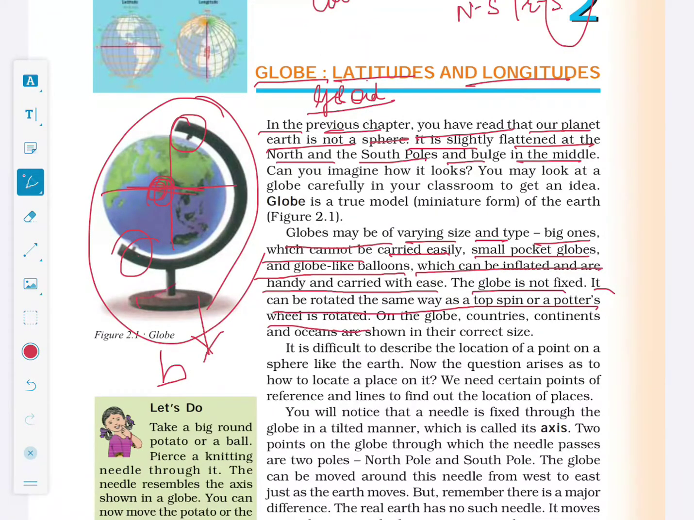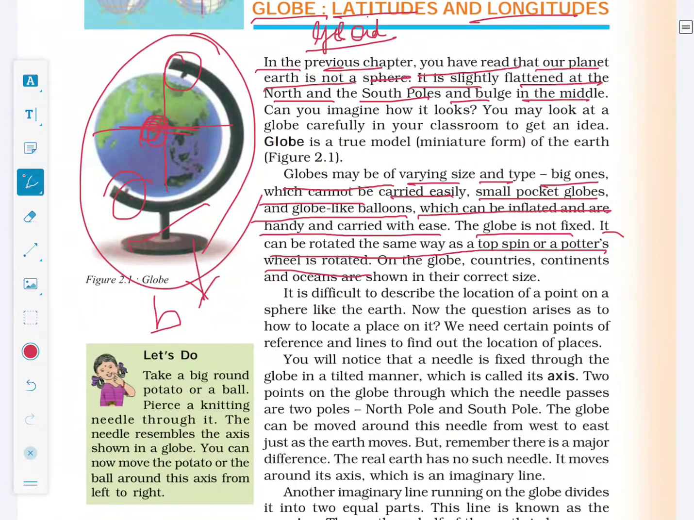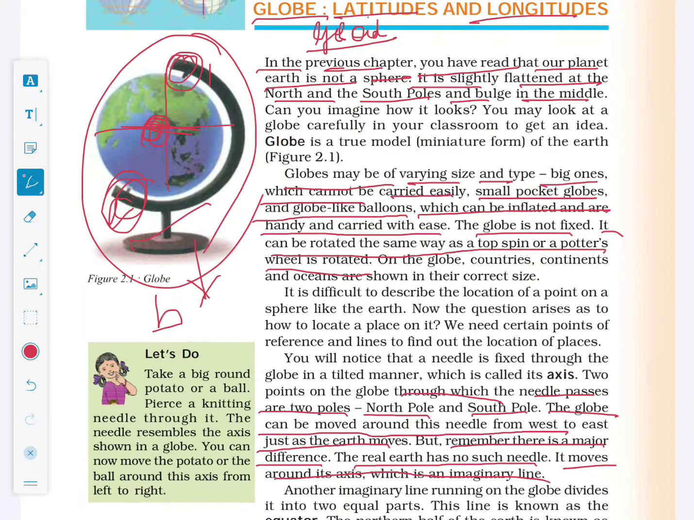As you can see in this picture, there is a needle fixed through this globe which is known as axis. 2 points on the globe through which the needle passes are two poles, north pole and south pole. Looking at the globe, this point and this point, these are called north and south pole. The globe can be moved around this needle from west to east just as the earth moves. But remember, there is a major difference. The real earth has no such needle. It moves around its axis, which is an imaginary line.